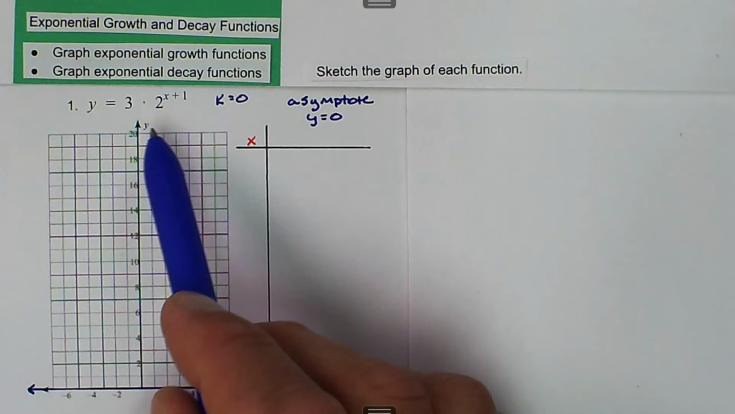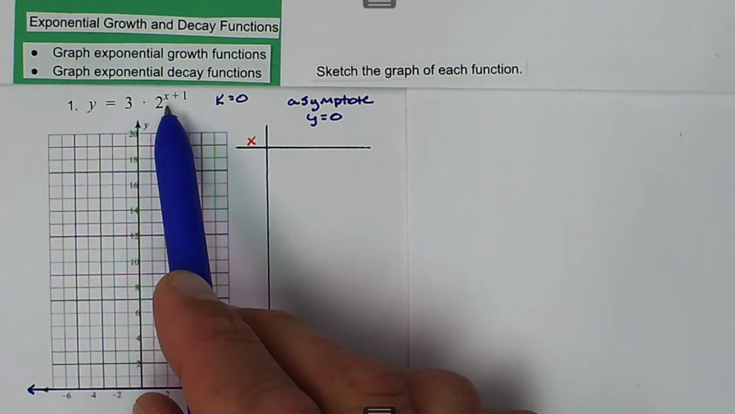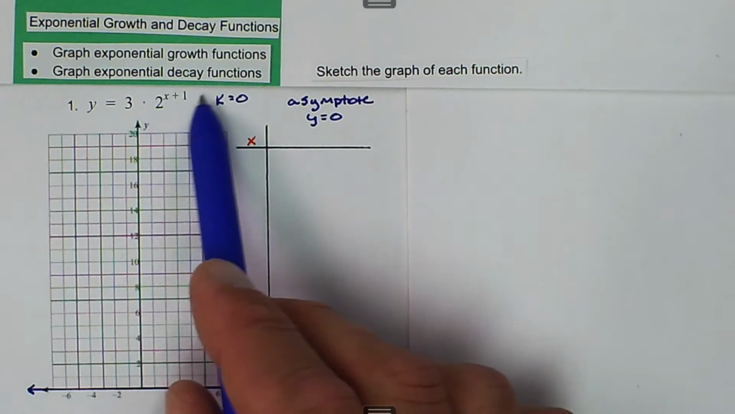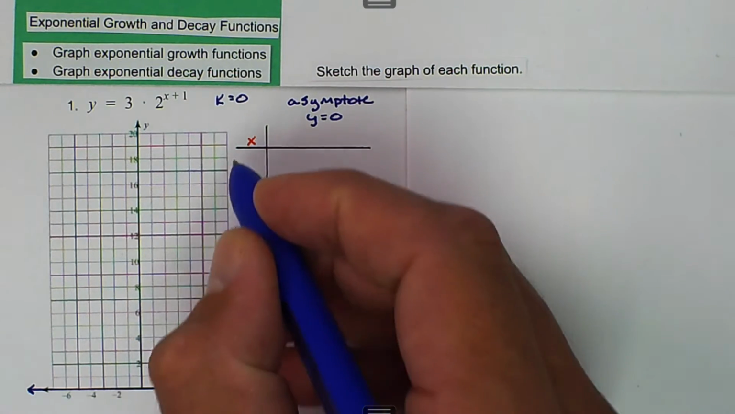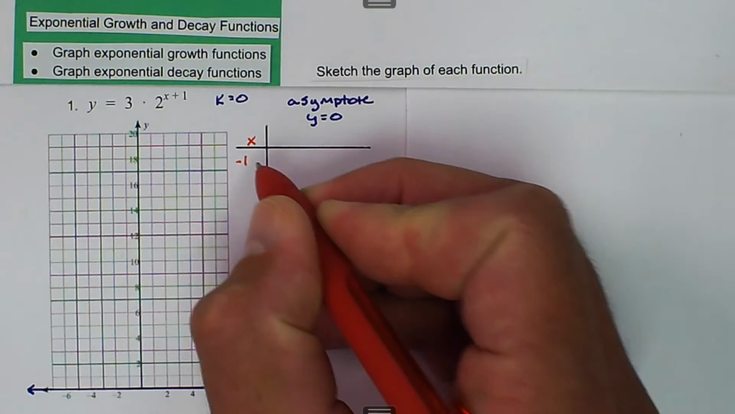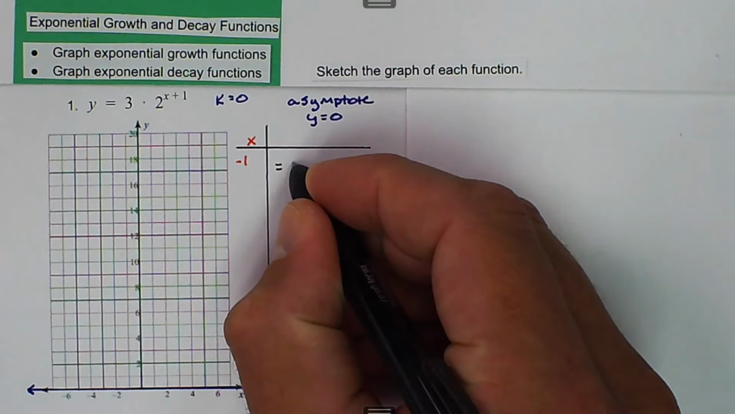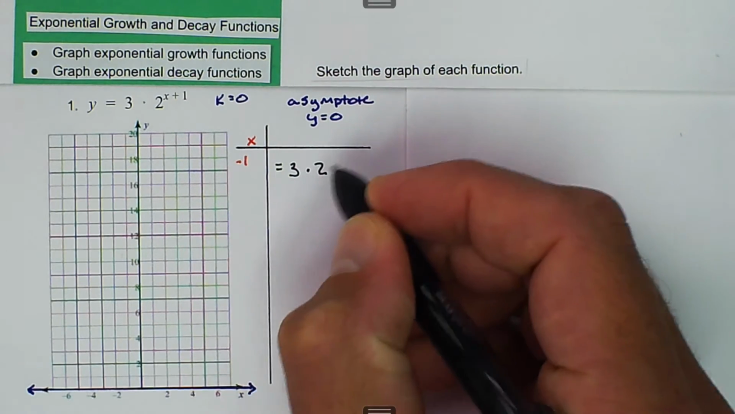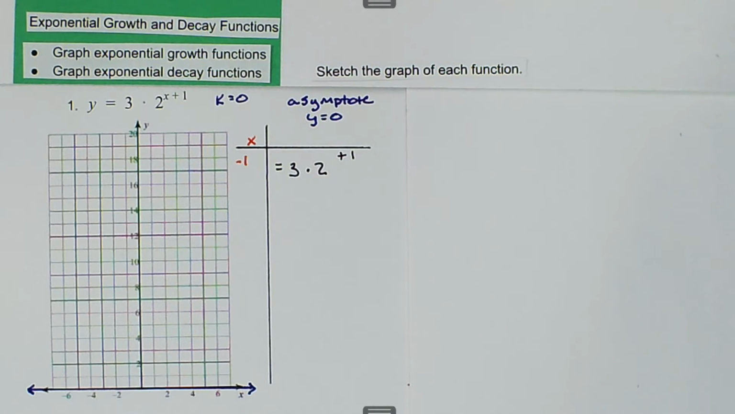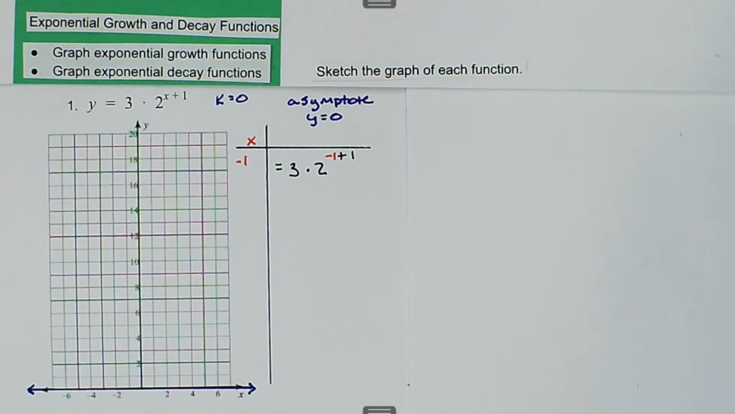The other thing that we want to look at is our exponent, and we want to pick values that are going to be close to 0. So in this case, how could we make this exponent become 0? It would be if we plugged in -1. So if we substituted in -1 for x, we take our equation, which is 3 times 2 to the x plus 1, and we can figure out what that's going to be equal to. So we're going to substitute a -1 into the exponent.